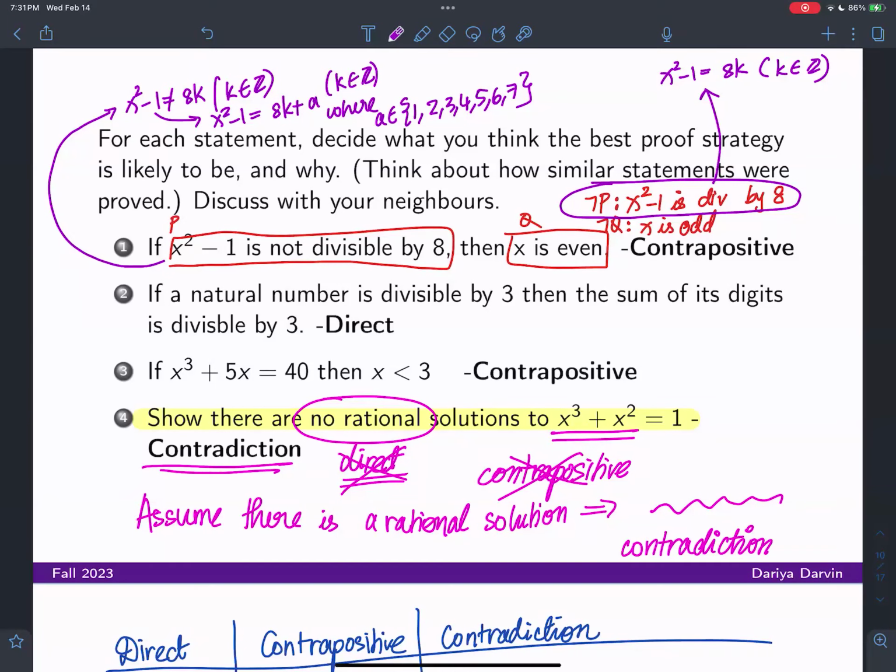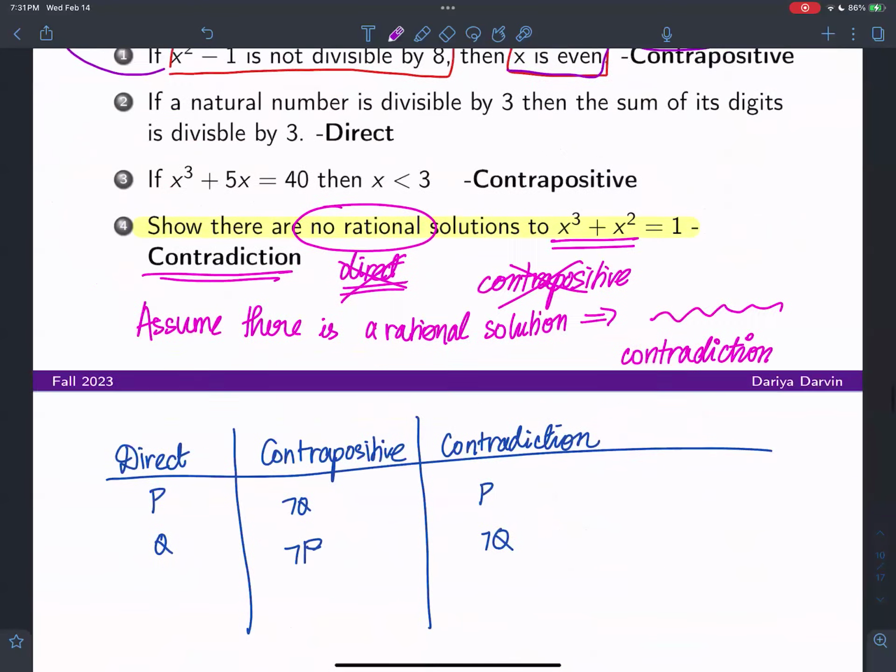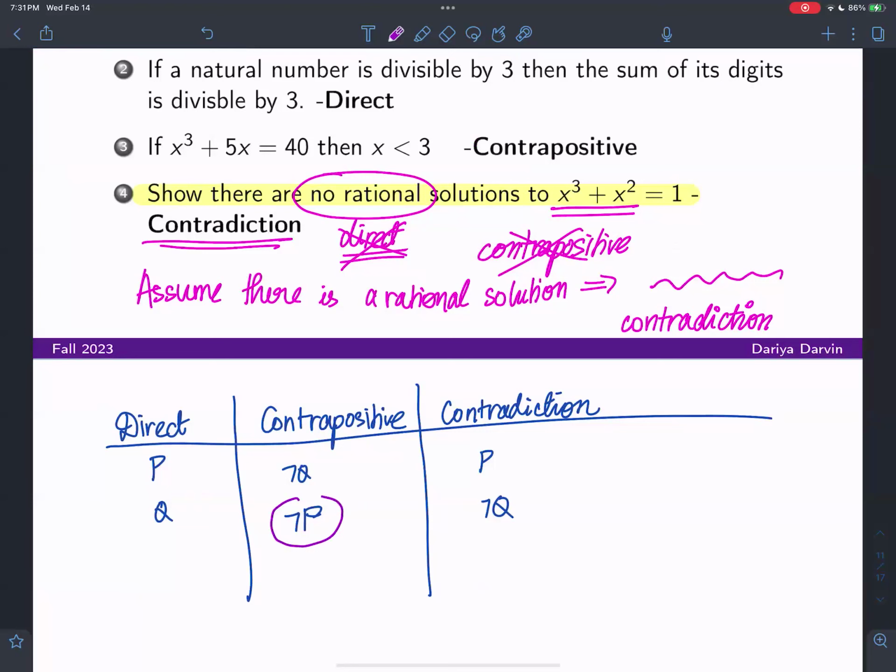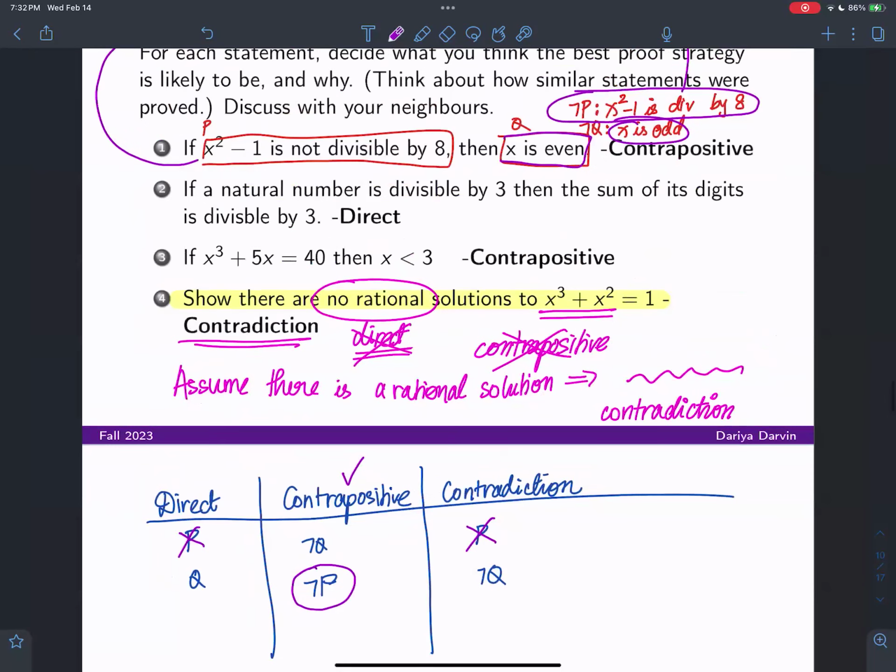And Q and not Q are comparable: x is even, x is odd. Not a big difference. Mathematically, they're very similar. But not P is much easier to work with. So when I go back, contrapositive is the only one working with not P. So that's a hint. Again, guys, this is not an absolute method that you can use for every question. For some questions, this will make no sense. But as a starting point, this is a good way to start doing these questions, okay? So that's one way to know contrapositive is the best choice here.